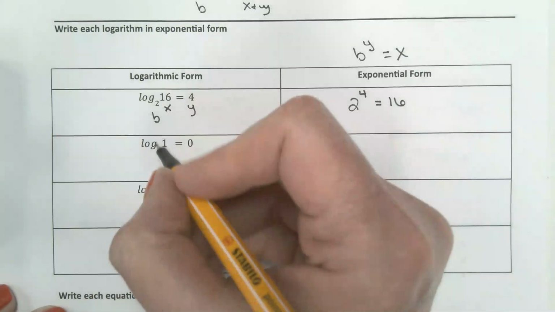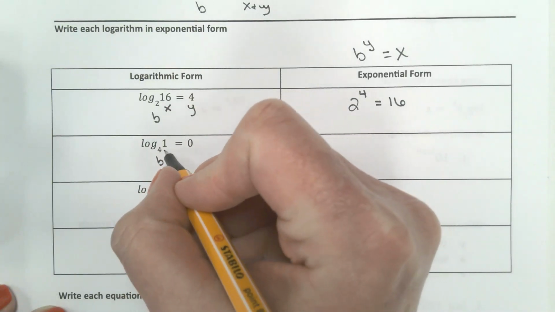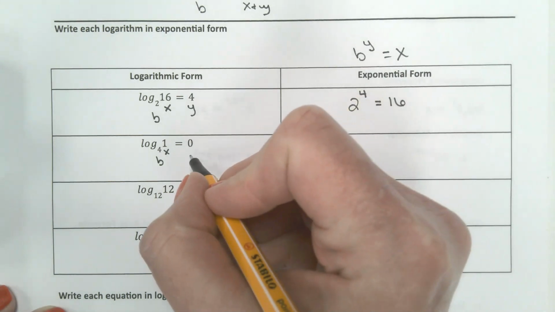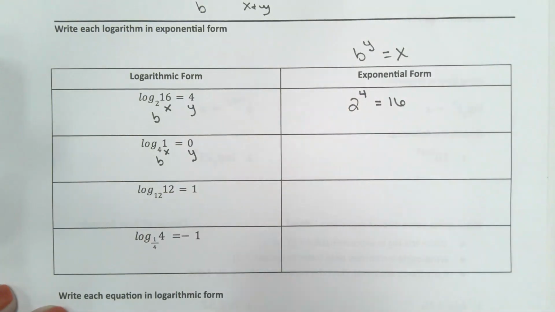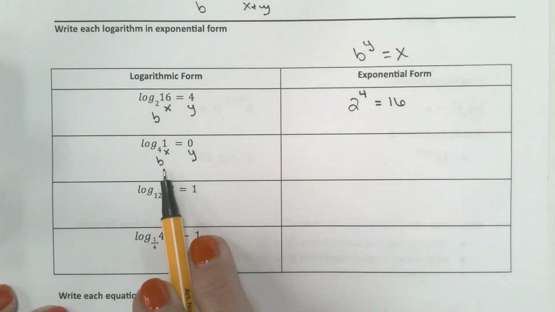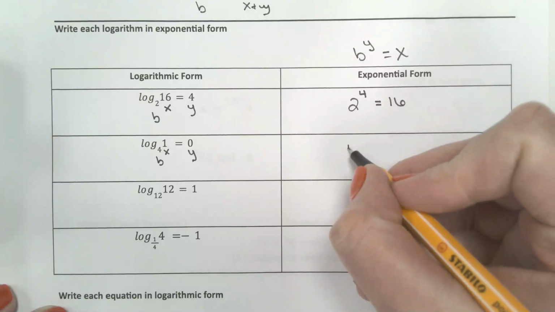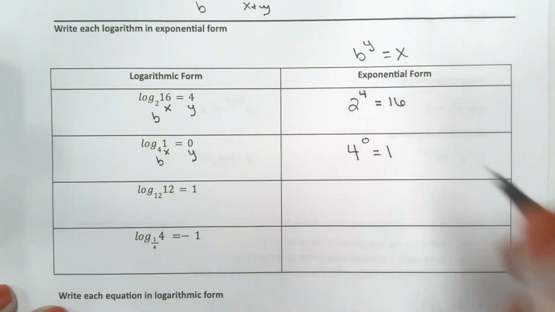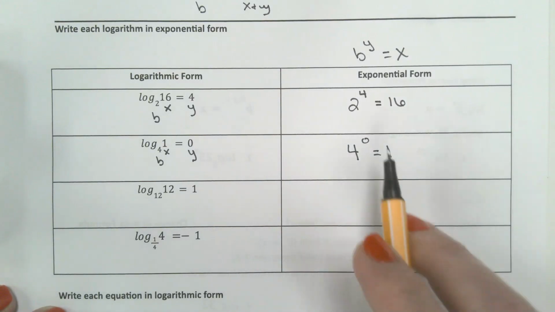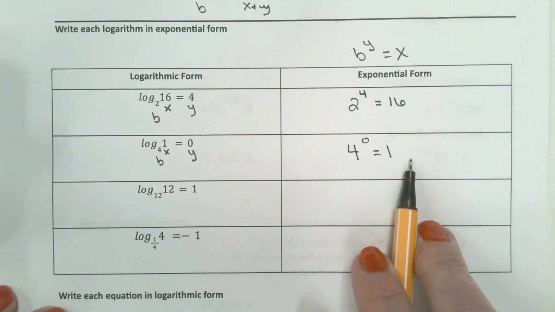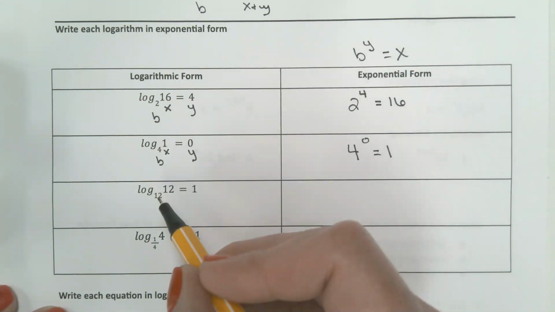This says log base 4 of 1 equals 0. All right, so when I label, there's my b, x, and y. Here's my form that I'm going to plug it into. So the 4 drops down and becomes the base. The 0 moves to the exponent, and the 1 moves to the other side. 4 to the 0 equals 1, so that is absolutely a true statement.